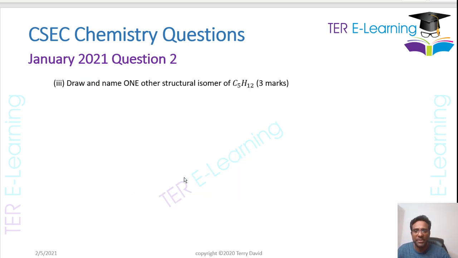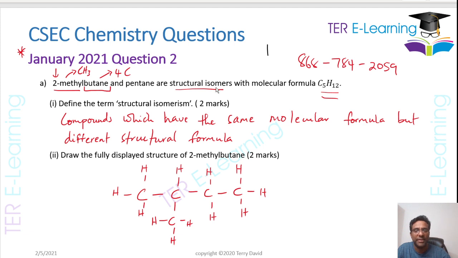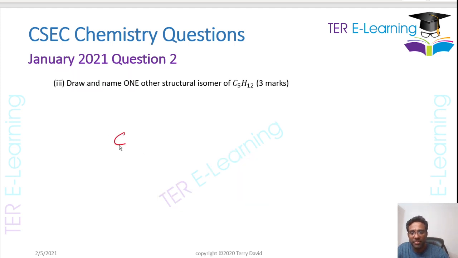Now, the next thing they want us to do is draw and name one other structural isomer with C5H12. They already gave us 2: 2-methyl-butane and pentane. So we have to draw a third one. The pentane will be the straight chain, the one that has 5 carbons in a row. So for this other one, we're going to draw a structure that looks like this. You're trying to draw a structure that looks different to what we just drew.